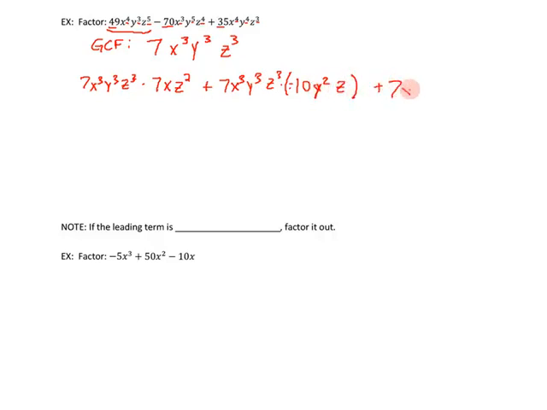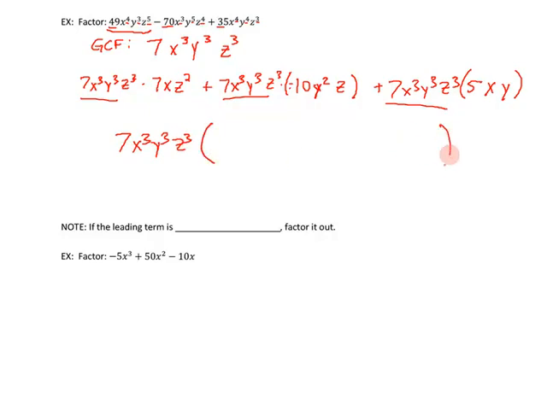And then plus a 7x cubed, y cubed, z cubed, times what's left over. I need to get from 7 to 35, I've got to multiply by 5. I need 1 more x and 1 more y to get x to the 4th, y to the 4th, z cubed. Now what I'm going to do is pull the common factor out front using the distributive property. Write it as 7x cubed, y cubed, z cubed times everything that was left over. I had a 7xz squared, I had a minus 10y squared z, and I had a plus 5xy.